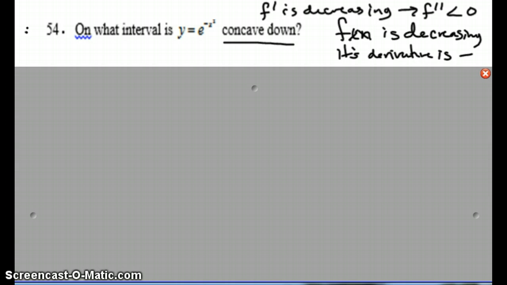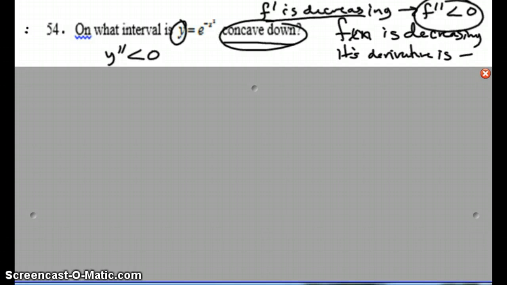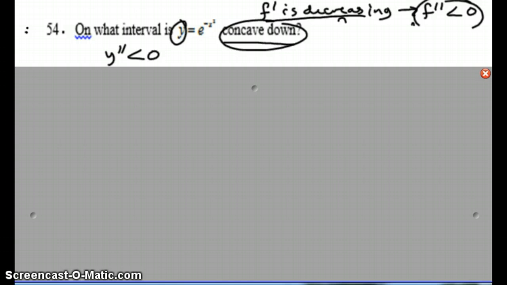So these are the pieces I need to unfold before I actually do some calculus. Now that we know what we're looking for, what are we looking for? Where f double prime is less than 0. And in this case, it's actually a y, not an f. So we're looking for where y double prime is less than 0, because that's where f prime is decreasing. And if f prime is decreasing, the function is concave down. Go ahead and try. Press pause.